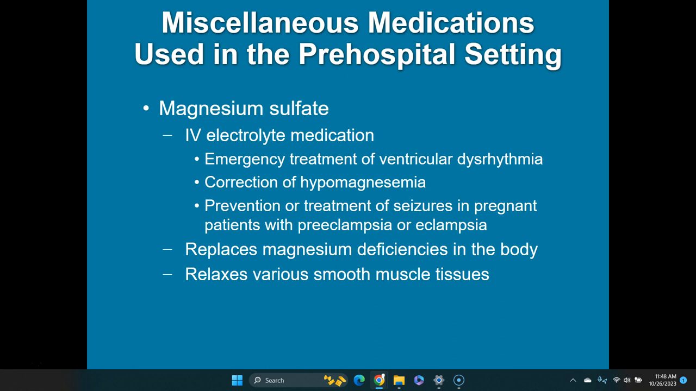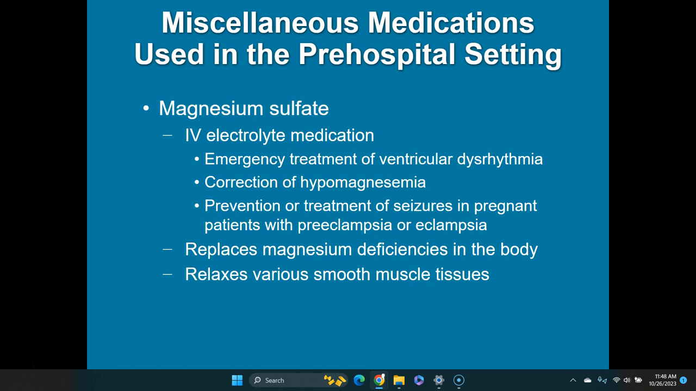Magnesium sulfate. It's an electrolyte. You give it for ventricular dysrhythmia, specifically torsades. Correction of hypomagnesemia. Prevention or treatment of seizures in pregnant patients with preeclampsia. And the reason that we're going to do it with that, and we can avoid those benzos, you know, remember those benzos are pregnancy class D. They can cause fetal harm. Whereas magnesium is thought to be a little bit safer.